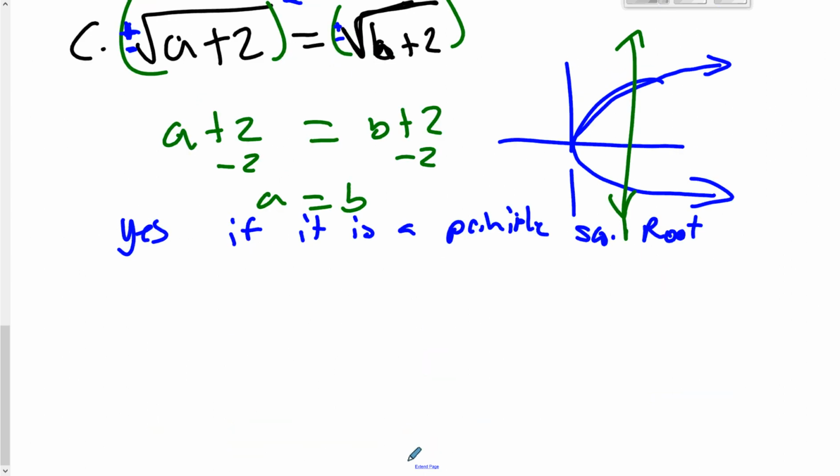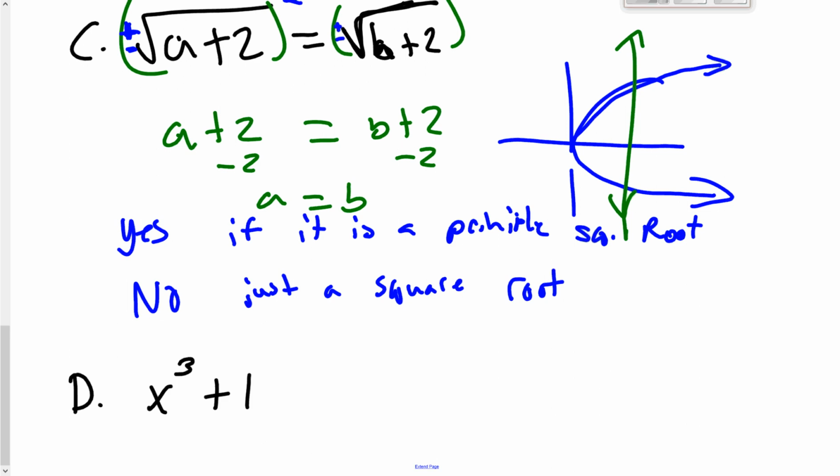Or you could just say no, because it's just a square root. Okay, so really it could be both here, depending on how we want to define the square root. Okay, it's kind of like with restrictions.